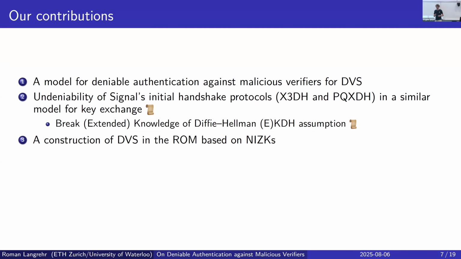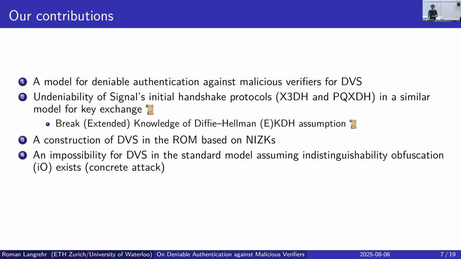Then we give a construction of designated verifier signatures in the random oracle model. It's a very simple construction based on NIZKs. But shortly after we came up with these constructions, we came up with an impossibility result in the standard model that shows that the security notion is not achievable assuming indistinguishability obfuscation exists with a concrete attack, which in particular means that our random oracle construction is in fact uninstantiatable. And if you would try to replace the random oracle with a concrete hash function, it becomes insecure.